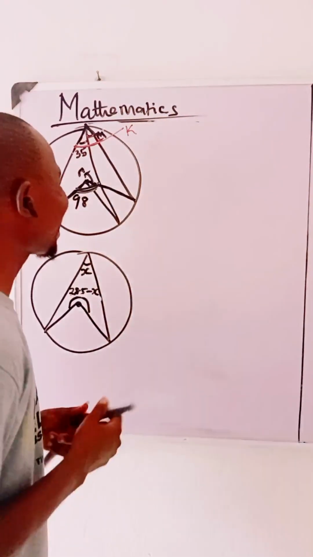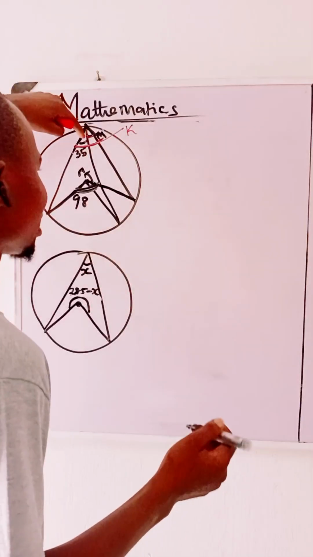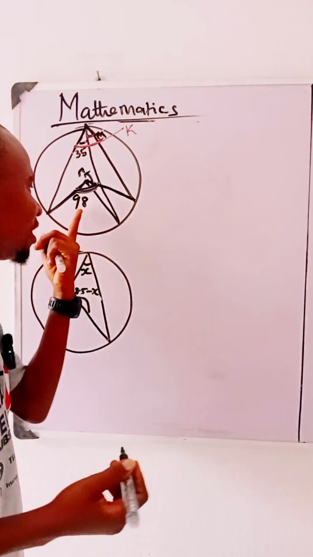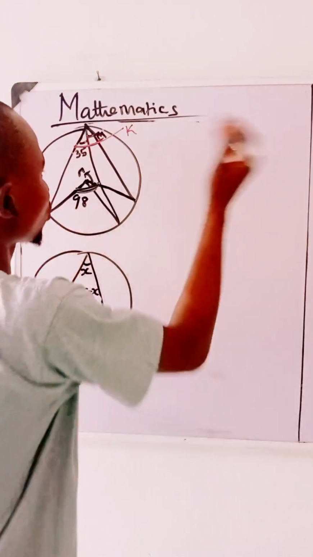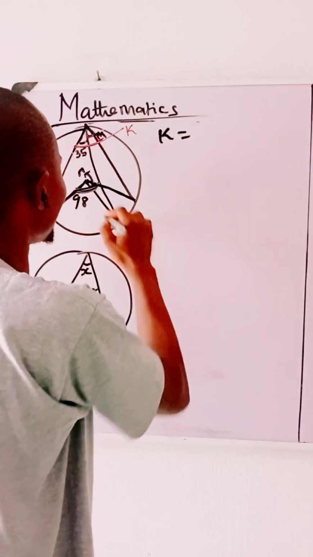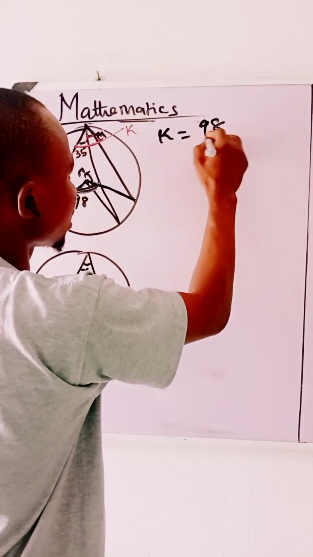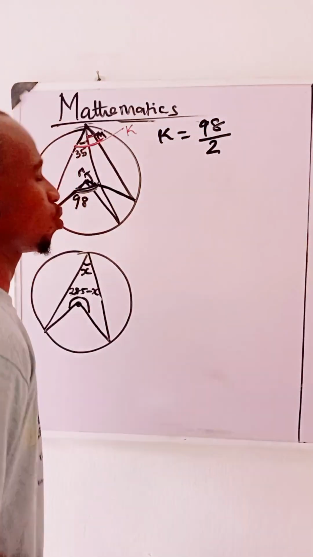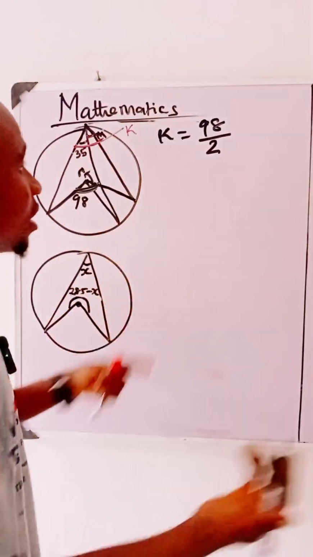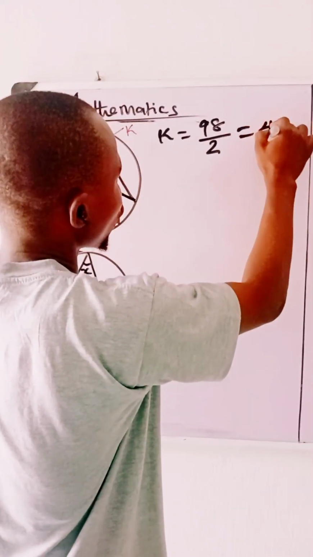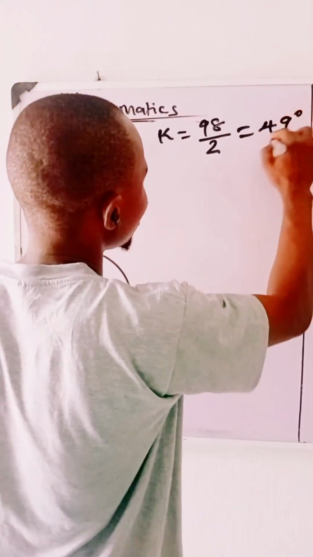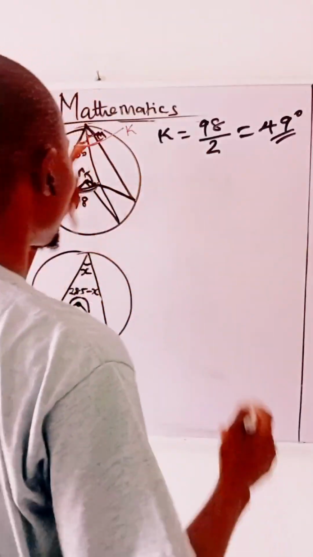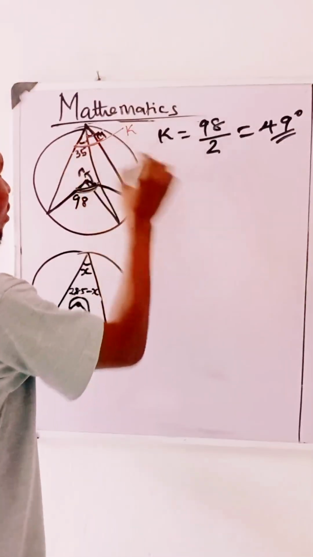Good. So applying that rule to find the angle at the circumference, what we are going to do is divide the angle at the center. So my K is going to be what? 98 divided by 2, okay? Now, if you divide 98 by 2, what are we going to have? 49 degrees, okay? So my K is 49 degrees. That is the entire angle here.